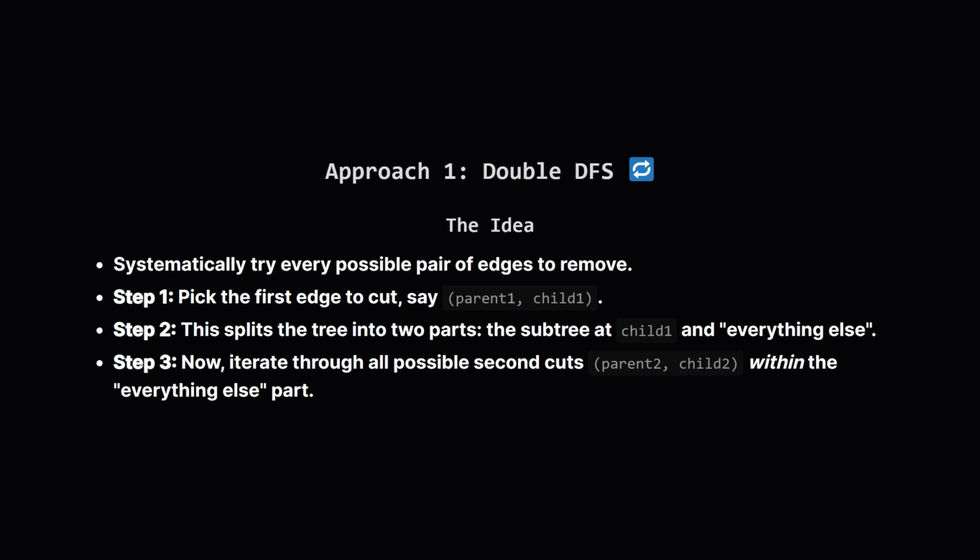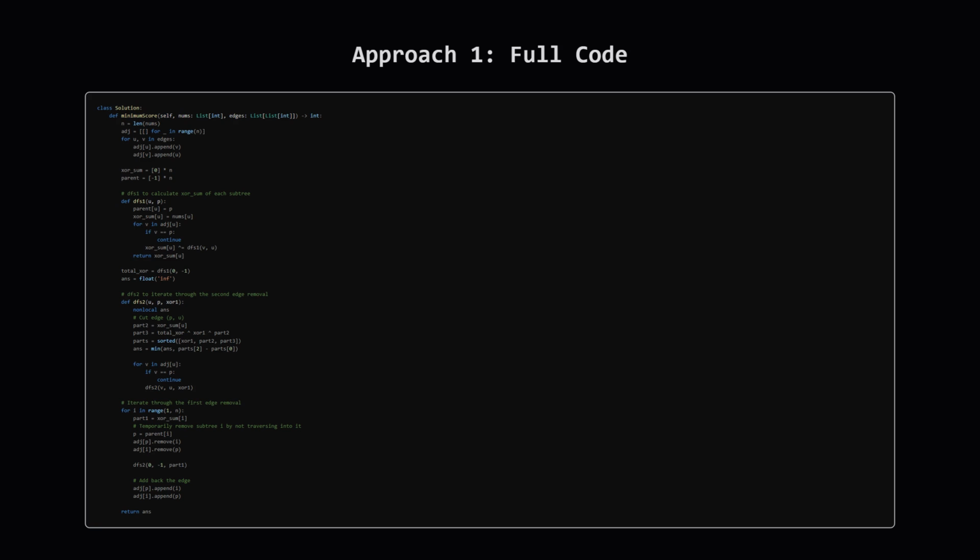So for our first chosen cut, we can then explore all possible second cuts in the remaining part of the tree. For each complete set of three components, we'll calculate the score and keep track of the minimum we find. The editorial calls this a double DFS approach. Here's the Python code for that double DFS strategy. It might look a little complicated with multiple functions, but we'll walk through each part.